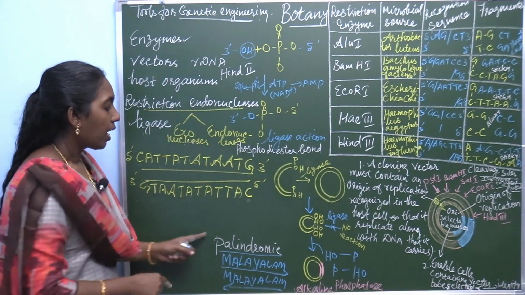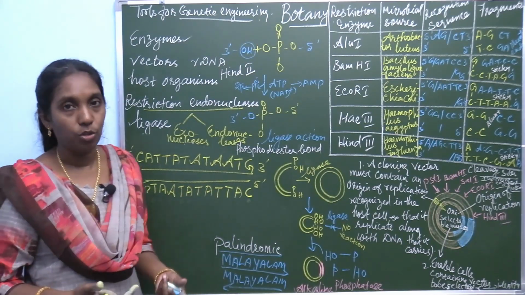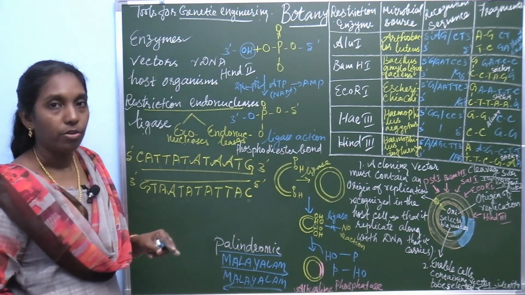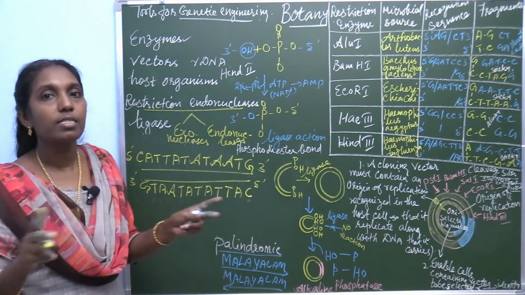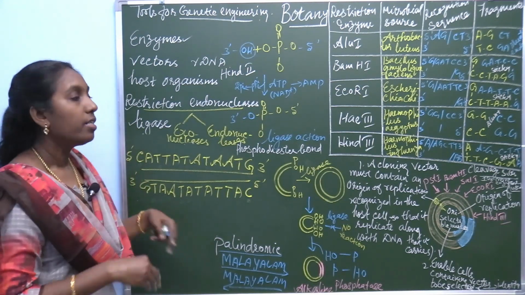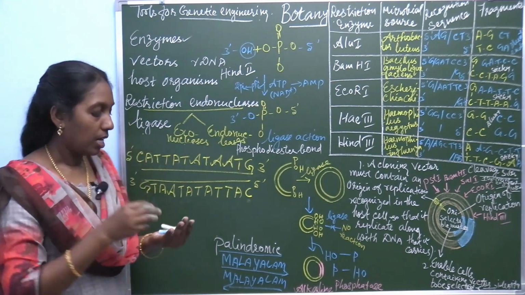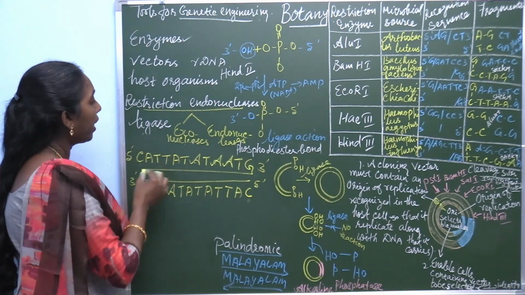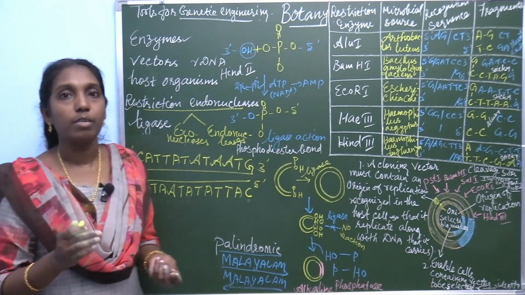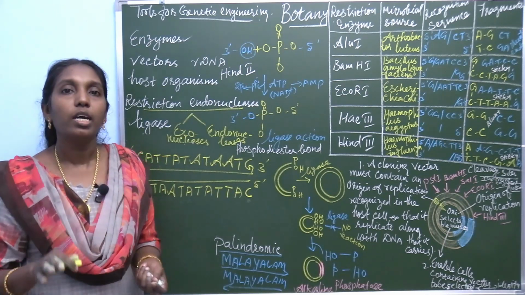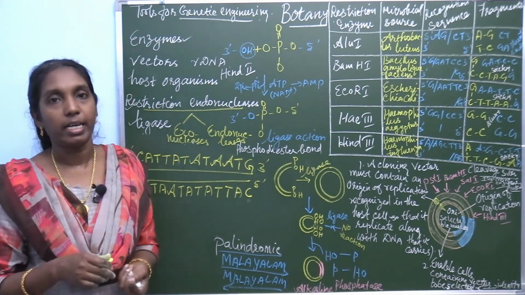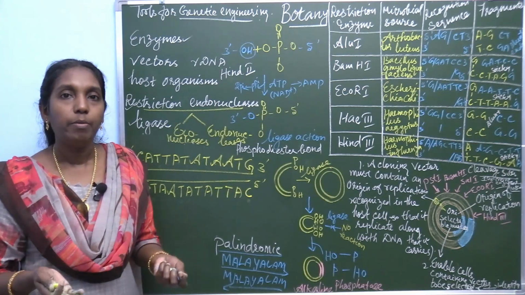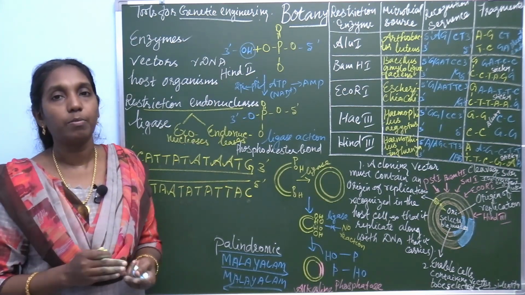So this is an example of a palindromic sequence. Restriction endonucleases cut at specific sequences. There are a number of restriction enzymes. Now, 900 restriction enzymes have been isolated from 230 different bacteria. These restriction enzymes are named in a specific manner.